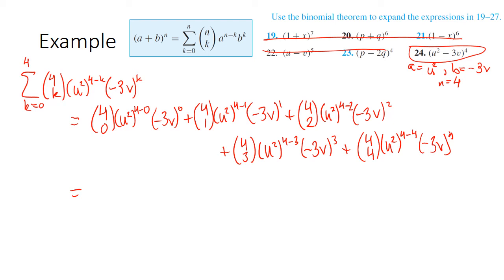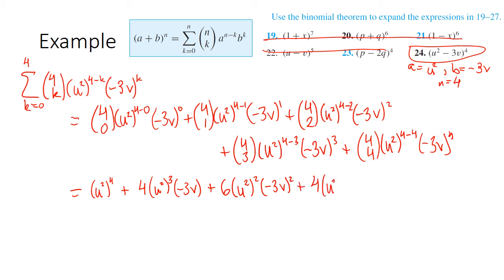So this is going to be 4 choose 0 is 1, and then u squared to the 4, and then negative 3v to the 0, so that'll actually just be 1 there. And then I'm going to have 4 choose 1, that's 4, and then u squared to the 3, and then times negative 3v to the 1, so just no exponent. And then 4 choose 2 is 6, and then u squared to the 2, and then negative 3v squared, and then 4 choose 3 is 4, and then u squared to the 1, so actually nothing. And then this will be negative 3v cubed. And then finally, 4 choose 4 is 1, and then u squared to the 0 is 1 again as well.